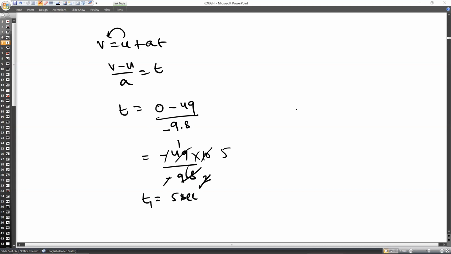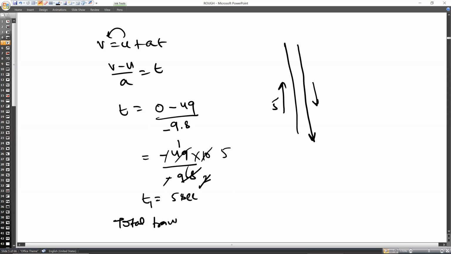So the time taken to reach will be equal to the time taken to come down. So 5 seconds for traveling upside, 5 seconds for traveling downside. So the total traveling time will be, tell me first. 10 seconds. 5 plus 5 is equal to 10 seconds.